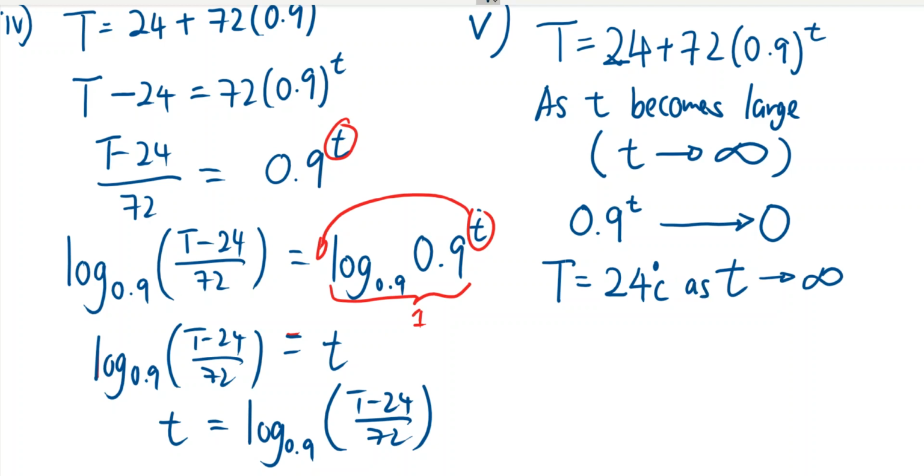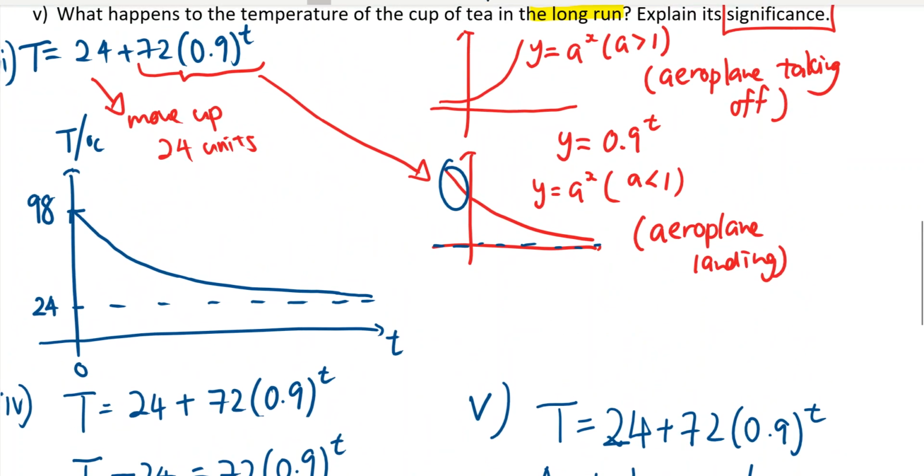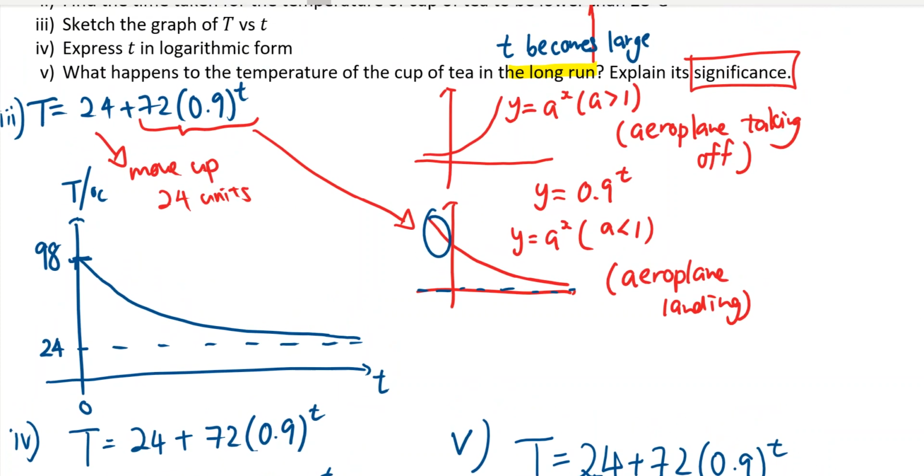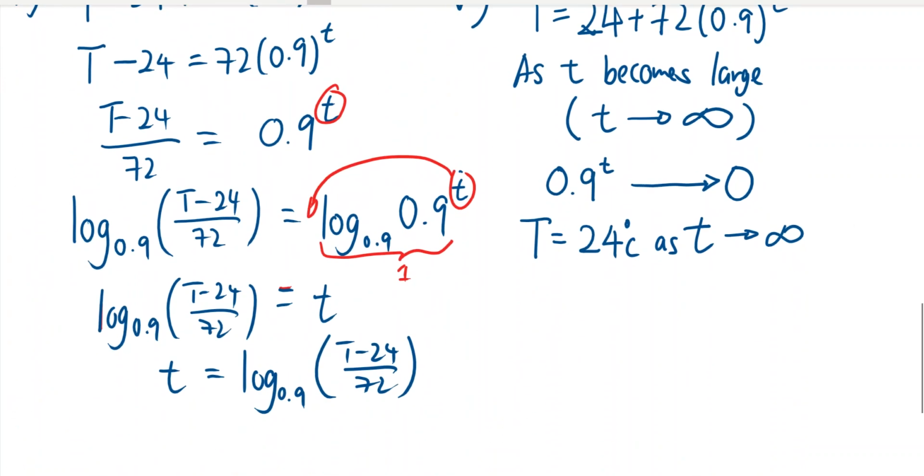So we go back to the graph to understand it a little bit more. You look at the graph over here. At the start, when your tea is piping hot, it's 98 degrees. So you leave it to cool, it will keep on decreasing until it reaches 24 degrees. So the question is asking, what is the significance of 24 degrees? When you leave the tea to cool, the temperature will decrease, yes, but it will not decrease until it becomes 0 or -5 or -100. The tea will cool to room temperature.